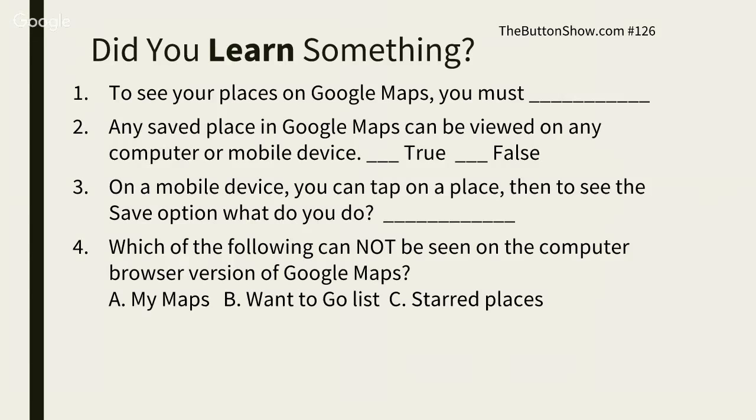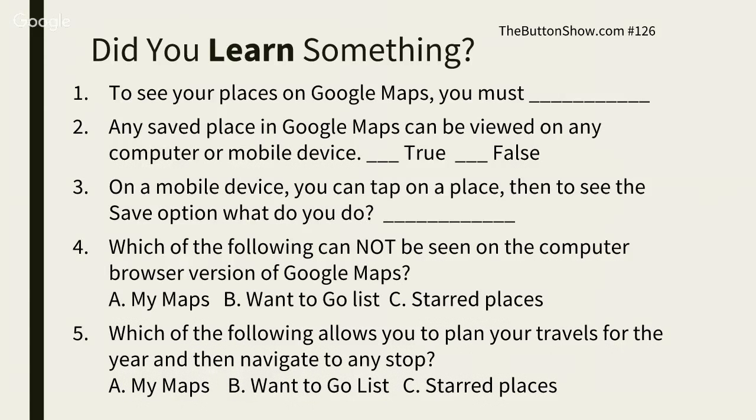What does this button do? You just want more information about the place. Look at the bottom, swipe up or tap. Which of the following cannot be seen on the computer browser version of Google Maps? My Maps, Want to Go list, or Starred Places? It's the lists. So it's B that cannot be seen on the computer browser. And which of the following allows you to plan your travels for the year and then navigate to any stop? A, My Maps, B, Want to Go list, or C, Starred Places? What I demonstrated was My Maps. So A. I love My Maps. I have one for every year.